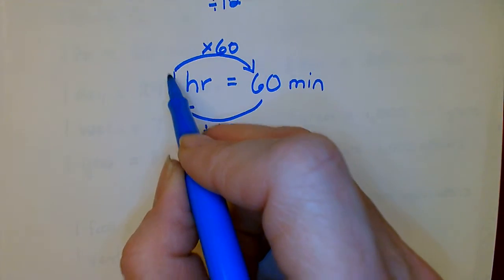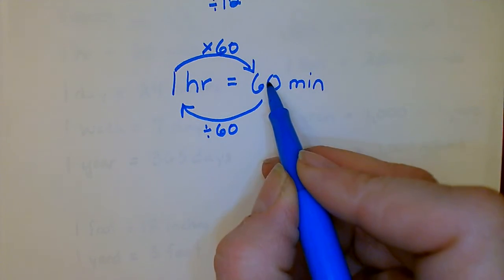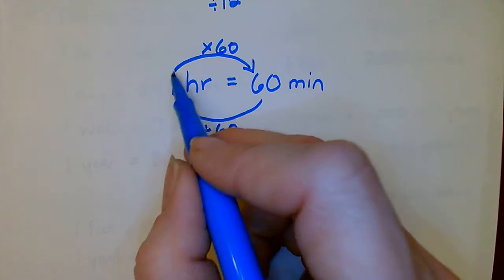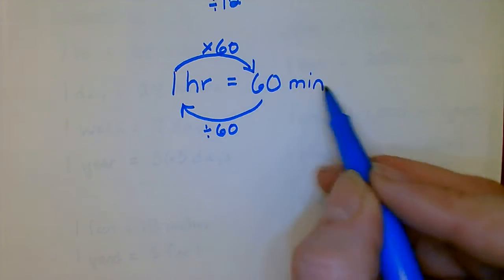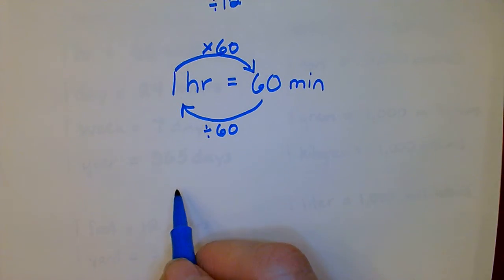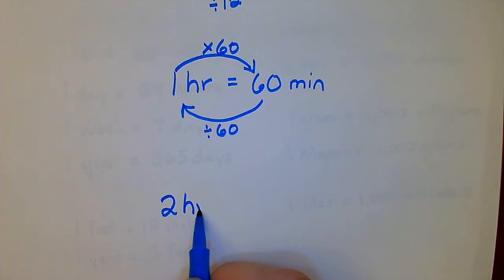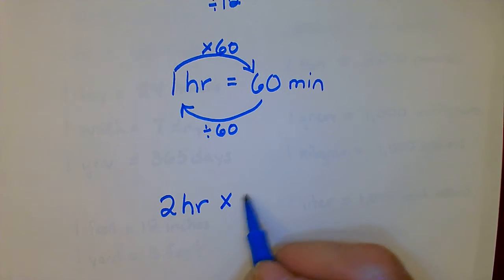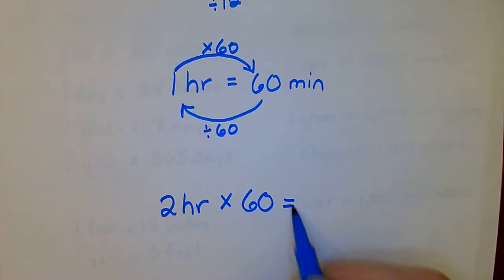How do I know that? Or how do I convert? 1 times 60. So I take the number of hours and I multiply them times 60 to get my minutes. So for example, if I had 2 hours, I would have to multiply by 60 to figure out how many minutes there are in 2 hours.